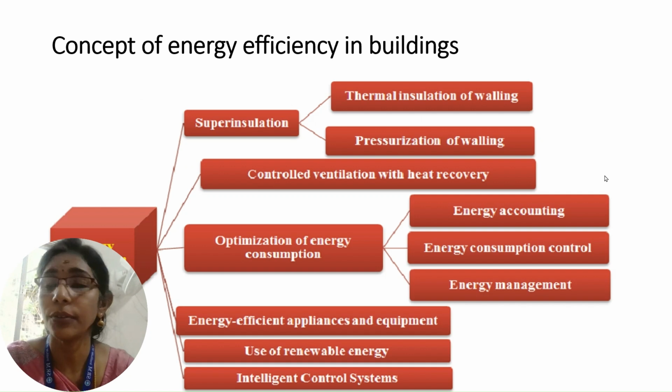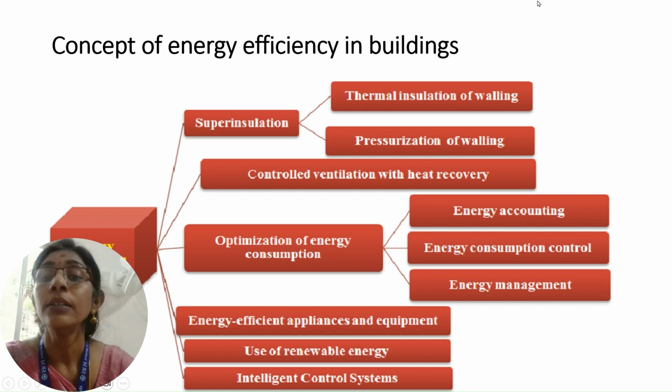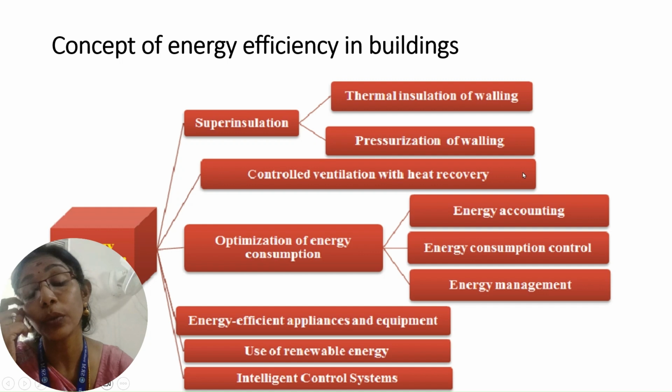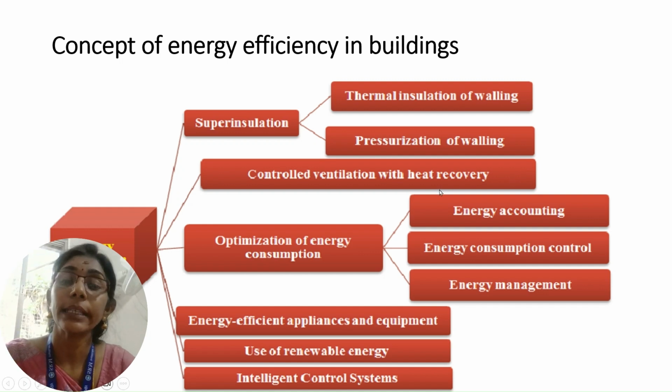So here you can see a flow chart which will summarize the various possibilities of achieving good efficiency in buildings. The first is super insulation. When I say super insulation, entire insulation, that is thermal insulation of the wall as well as pressurization of the wall. And the second one is controlled ventilation with heat recovery. That is how we are going to control the ventilation through heat recovery methods, that is low transmission losses.